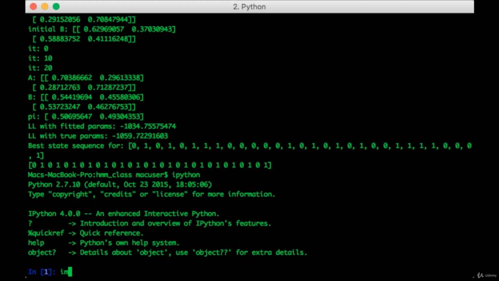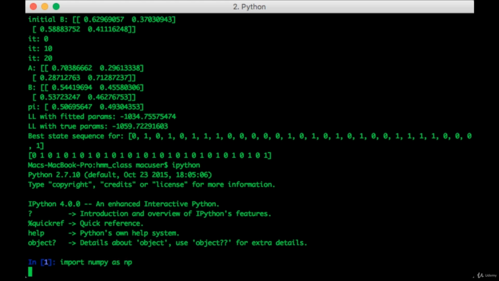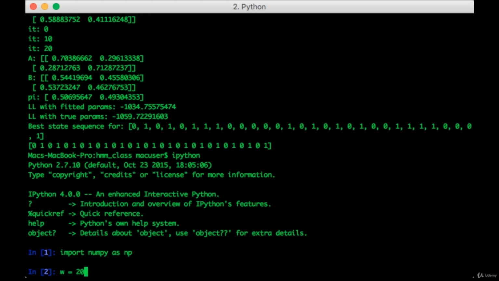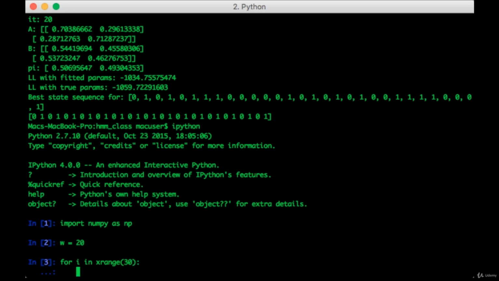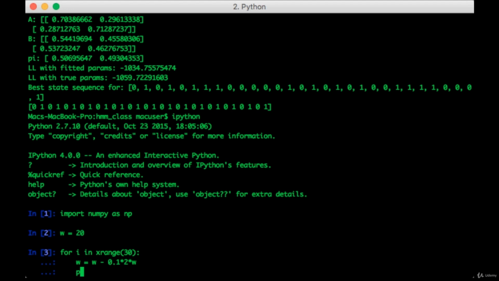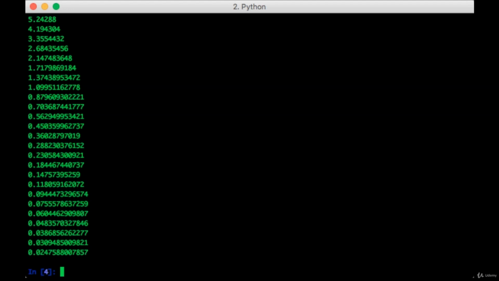Alright, so I'm going to start by importing NumPy. Okay, we're going to set w equal to 20, for i in xrange 30: w equals w minus 0.1 times 2 times w. Okay, and we're going to print w on each iteration so we know how it improves. Okay, so w gets down around 0.2. So it looks like 30 steps isn't close enough. So let's try 100 steps.